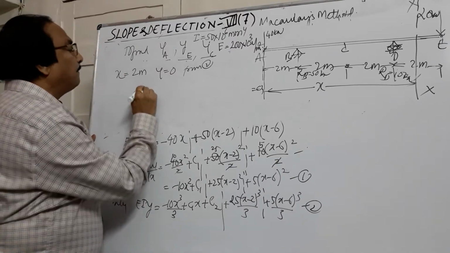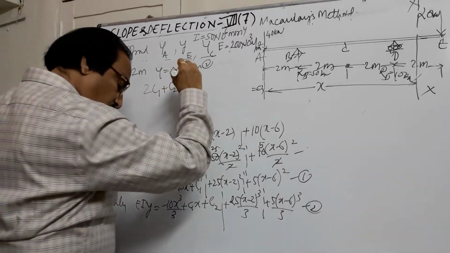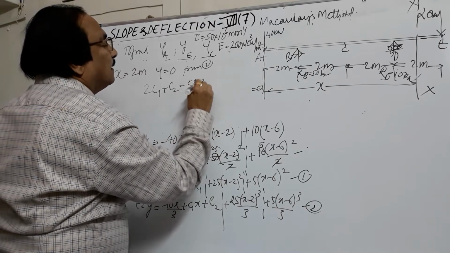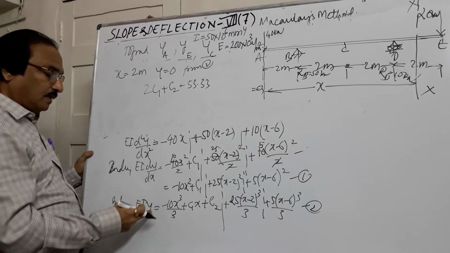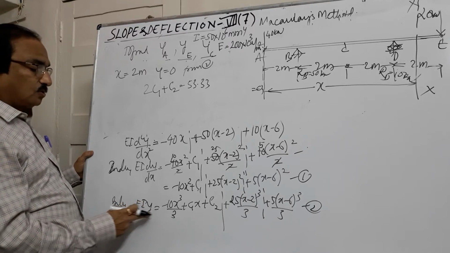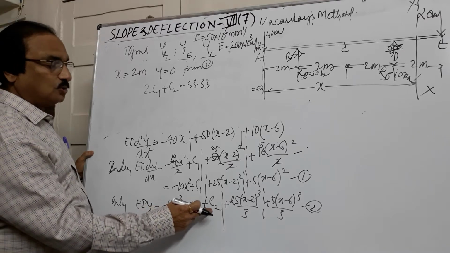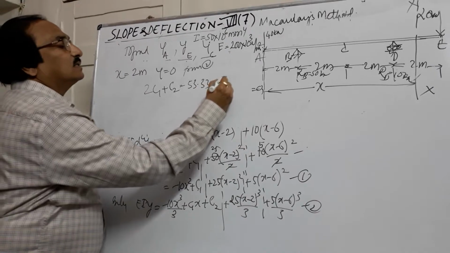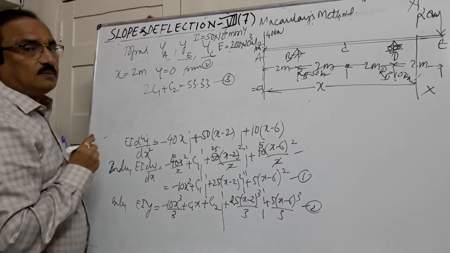you get C1 plus C2 is equal to 53.33. So if you substitute in this equation, this is 0, so x cube, C1x plus C2, it is nowhere 0, so you are getting one equation like this: 2C1 plus C2 is equal to 53.33.